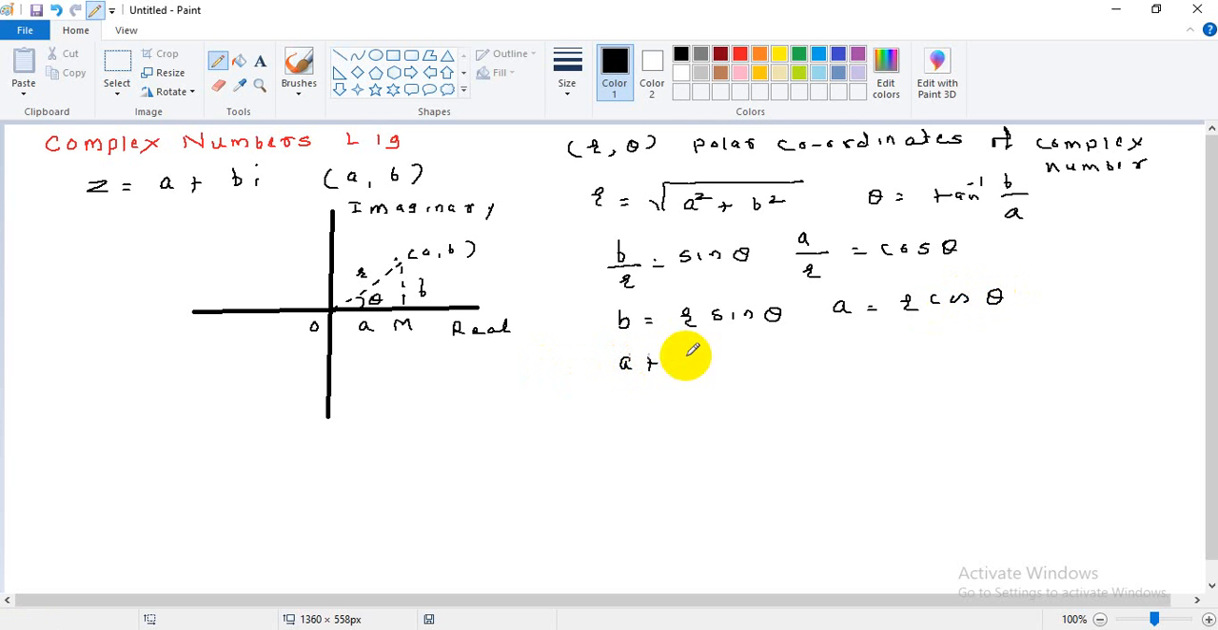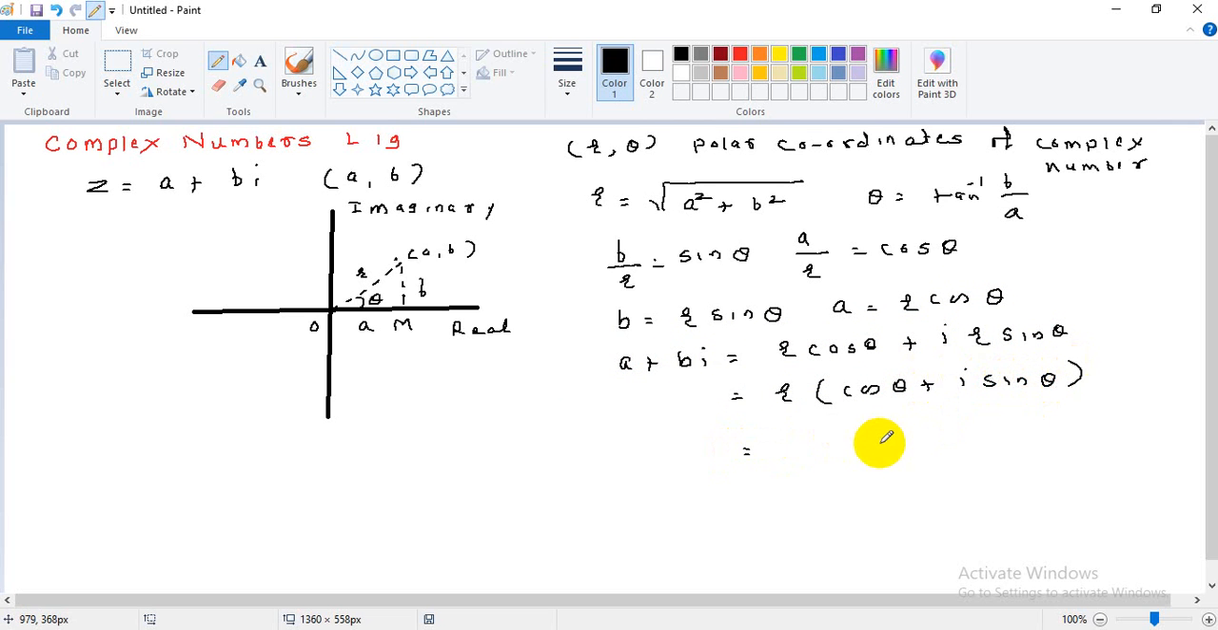So your complex number a plus bi, you can write as r cos theta plus i into r sine theta. You can take r common and it becomes r times cos theta plus i sine theta. There is a certain theory about infinite series, power series, and this cos theta plus i sine theta is nothing but e raised to i theta. So this is the exponential form of the complex number, and r times cos theta plus i sine theta is the polar form of the complex number.